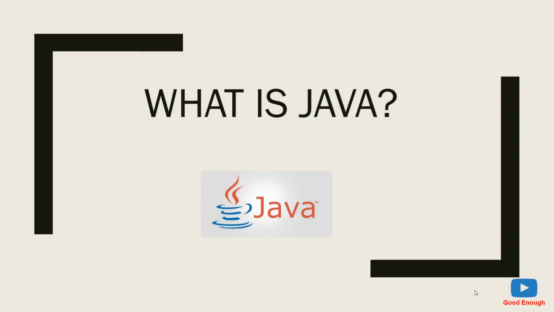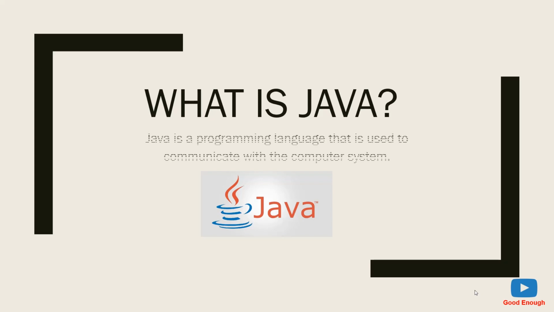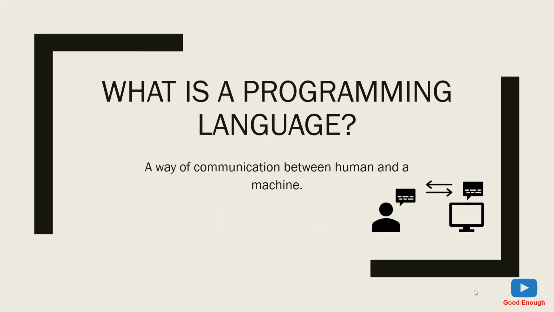What is Java? Now, in the simplest words, we can say that Java is a programming language that we can use to communicate with the system. Now, what is a programming language? It is a way to communicate between a human and a machine.